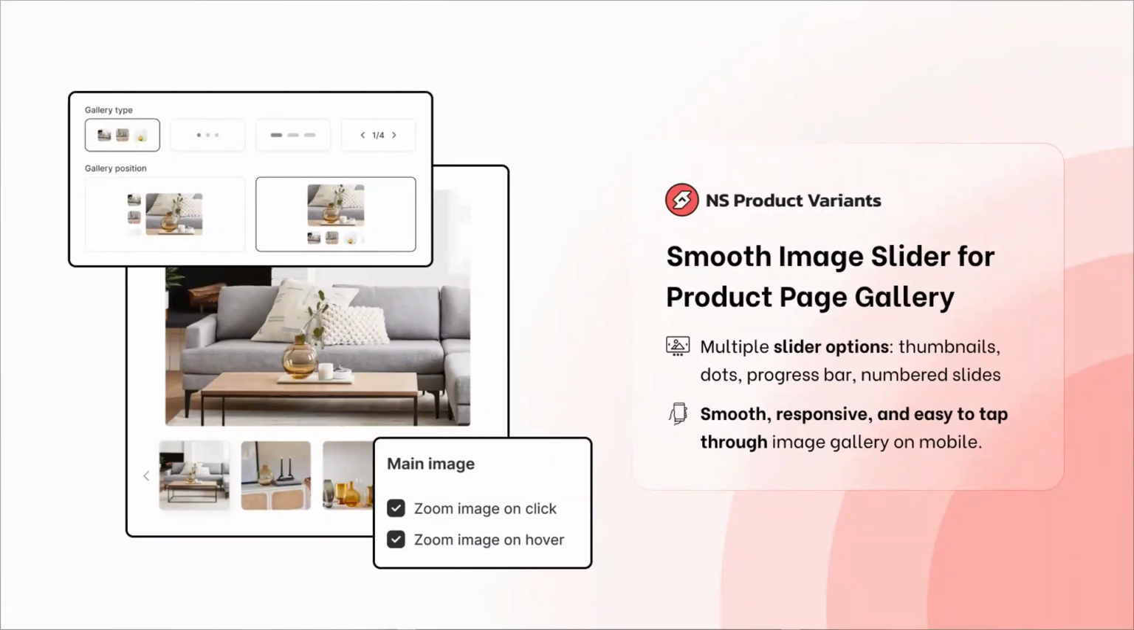Option 2, use a Shopify app. This is a much easier and safer approach. With an app, you don't have to touch any code and worry about breaking your theme when Shopify updates. So in today's video, I'll walk you through exactly how to add a product image slider on Shopify using a free app called NestScale Swatch Variant Images. Alright, let's dive into it.